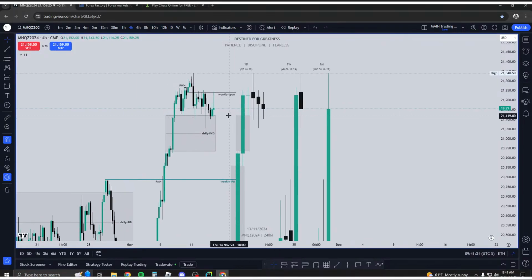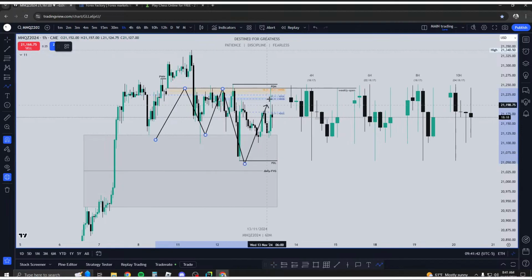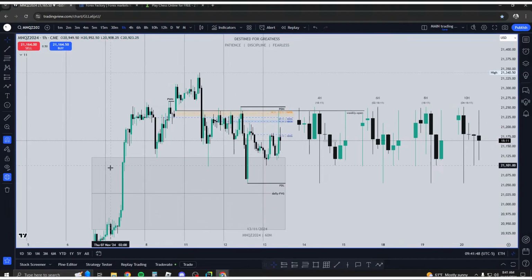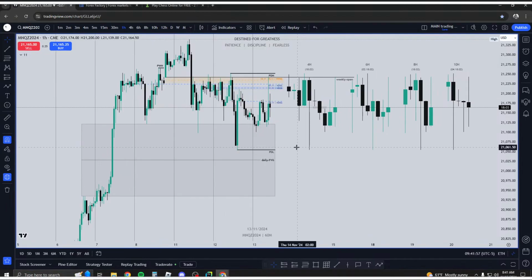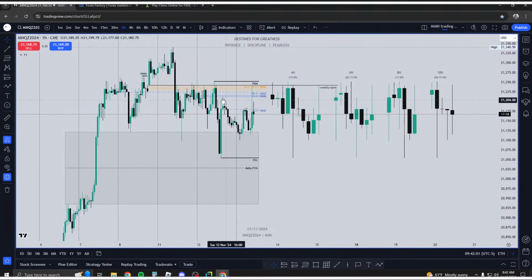But yeah, I mean, we're still continuing to dig into this daily fair value gap, which is something that I am noticing. We've yet to get that expansion move away from the daily fair value gap. We've just basically been trading above the upper echelons of this daily fair value gap. We've never gotten a closure below, or we've never gotten a wick below the consequent encroachment yet. So just something to keep in mind.